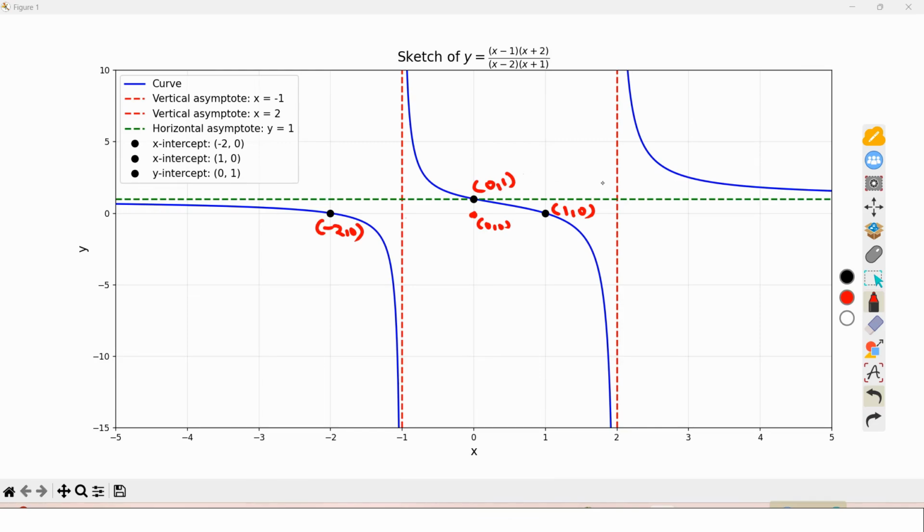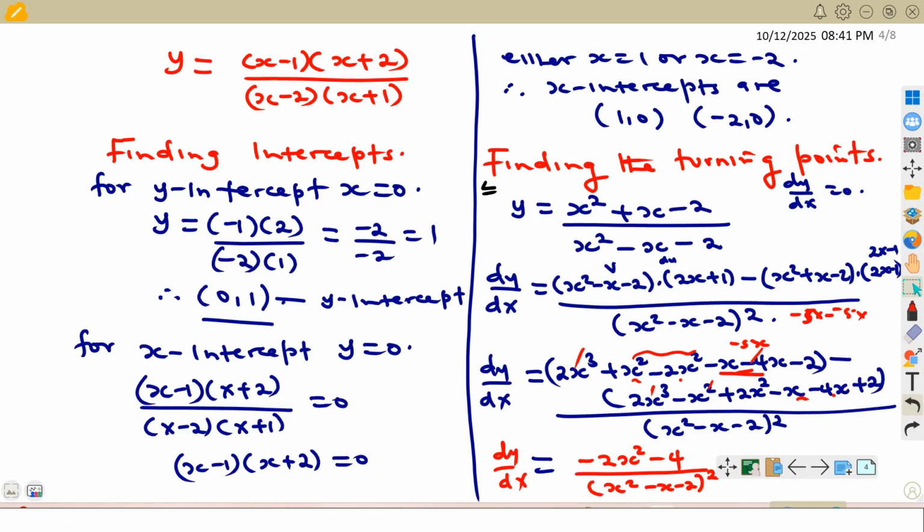Now next you need to put your asymptotes. The asymptotes we use dotted lines. So this is our vertical asymptote. This was x equaling 2 and this was x equaling negative 1. These are our asymptotes. So let us go back to the curve. So we have already allocated the intercepts on our curve.